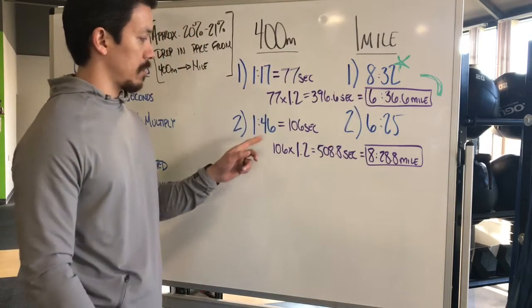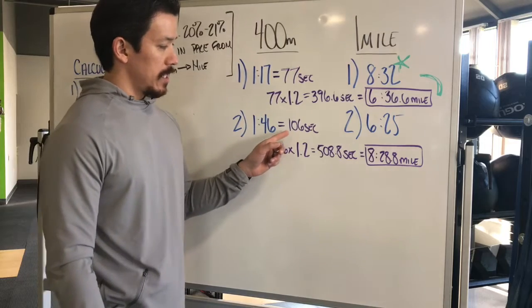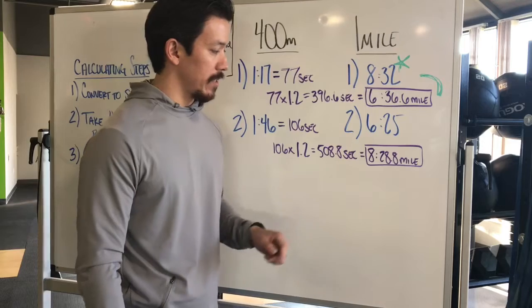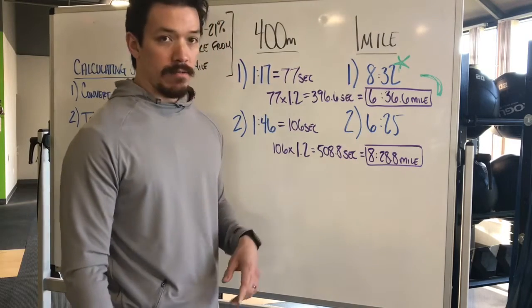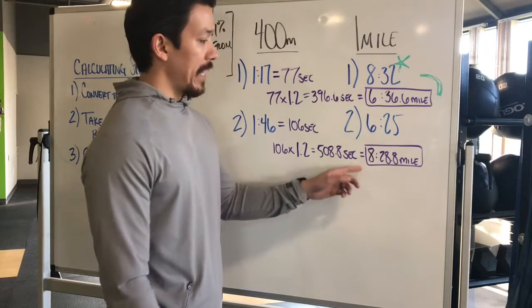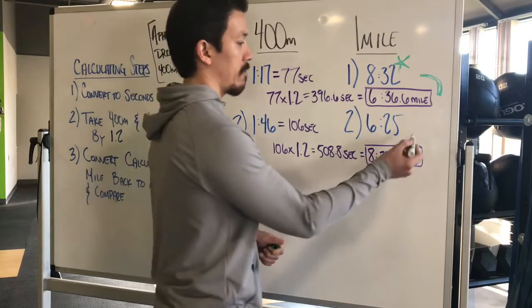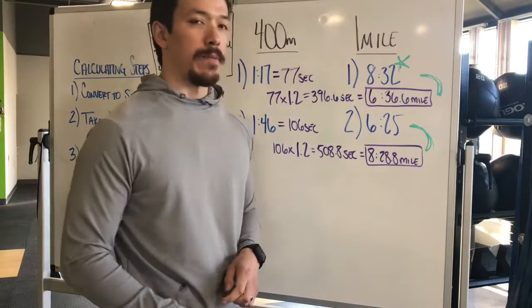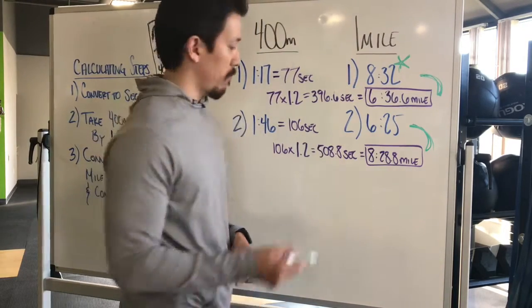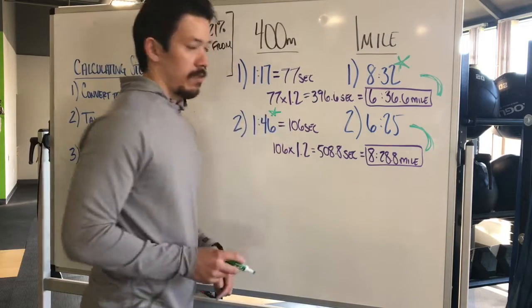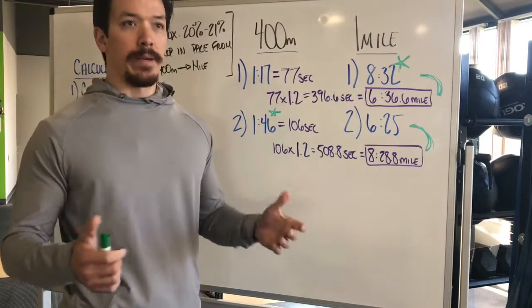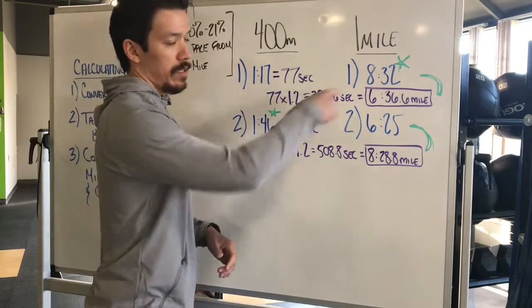The other side of it, so let's say it's 1:46, so 106 seconds, times 1.2 is 508.8 seconds. 480 is 8 minutes plus 28.8 seconds. 8:28 compared to the 6:25, it's a little bit different type of discrepancy. This person is probably really good at their long duration type stuff, but really struggles when it comes down to doing something quick.